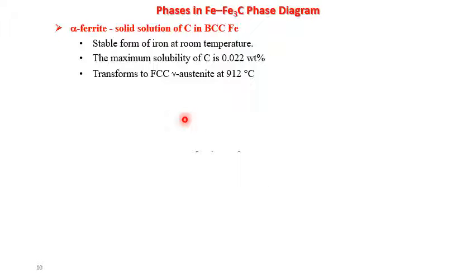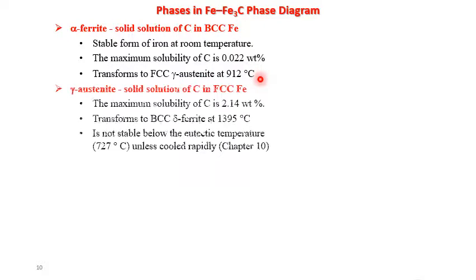So once we know how to construct the iron carbon diagram and what the allotropic forms of iron are at different temperatures, along with the change in properties, let's see the properties of different phases which appear on the iron carbon diagram. The first one, which is stable at room temperature, is alpha ferrite, in BCC structure. The maximum solubility in it is 0.022% at 727 degrees Celsius, and it transforms to gamma, that is austenite, at 912 degrees Celsius.